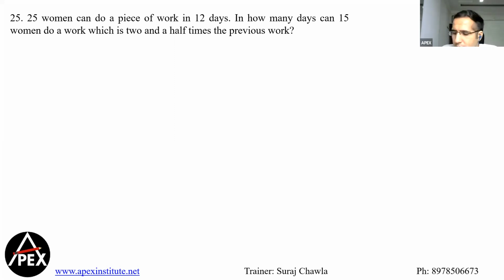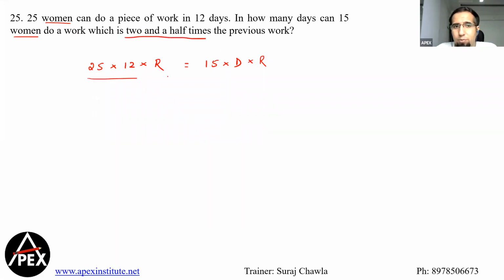Now, what does this question talk about? This question says there are 25 women, and they complete a piece of work in 12 days. I do not know their efficiency. Let me assume that it is R. Now, how many days will 15 women take to do the work? Since I'm talking about the same gender and there's no comment on efficiency, they also do R units of work, on a work which is 2.5 times the previous work. So if the previous work was W units, now this would become 2.5 W.